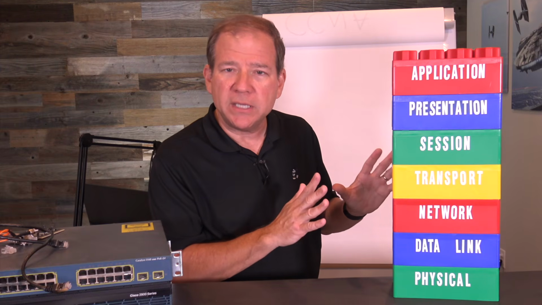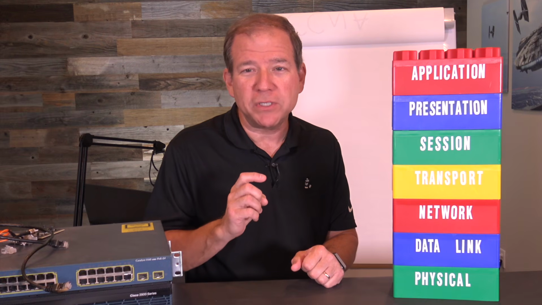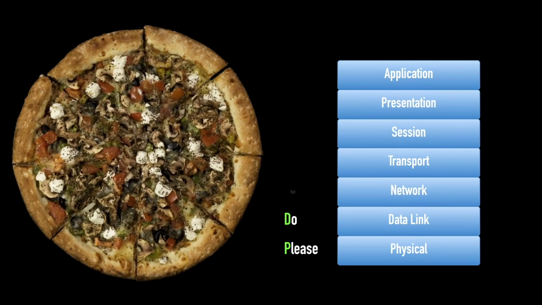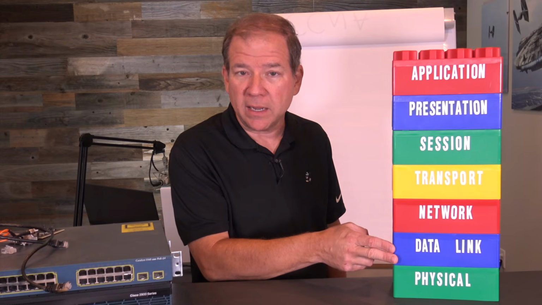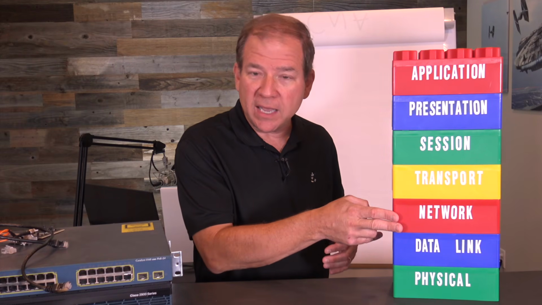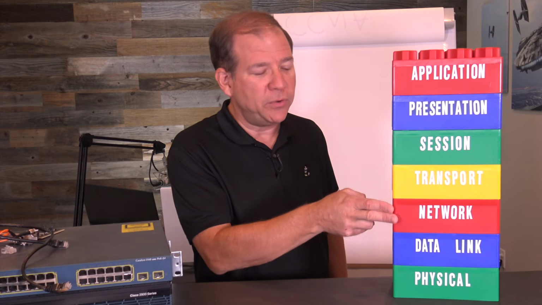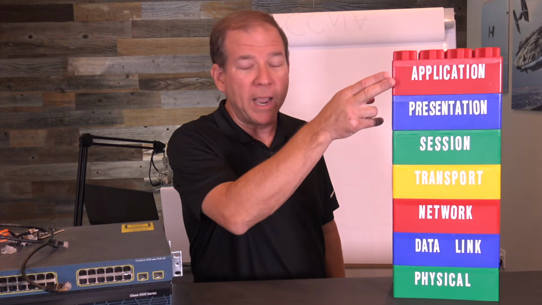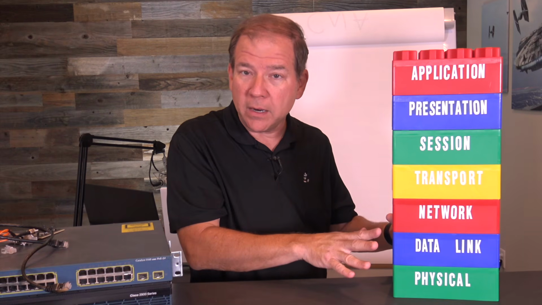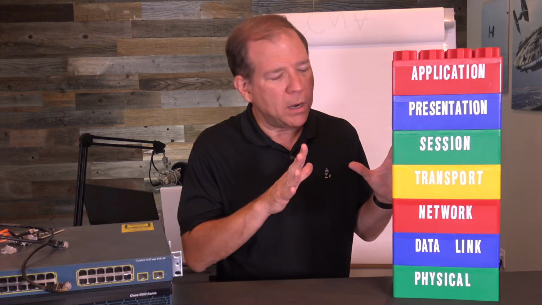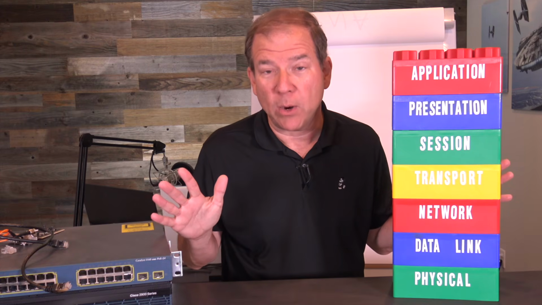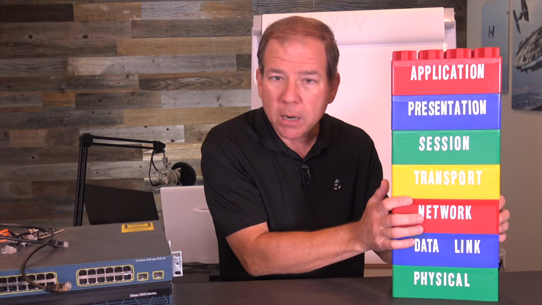And to memorize these layers, there's an acrostic I want to share with you. It's please do not throw sausage pizza away. The P in please reminds us of the P in physical. The D in do reminds us of the D in data link. The N in not reminds us of the N in network, and so on. So please do not throw sausage pizza away. If you want to memorize this from the top down, you can memorize that all people seem to need data processing. And as we look at this model, our main focus in pretty much all of our networking studies is going to be on these bottom 4 layers.